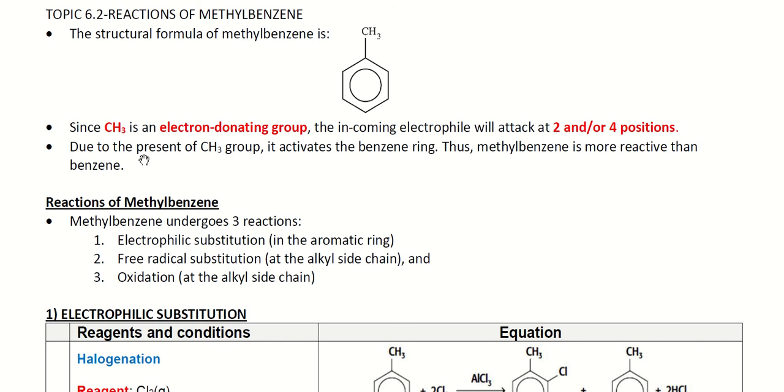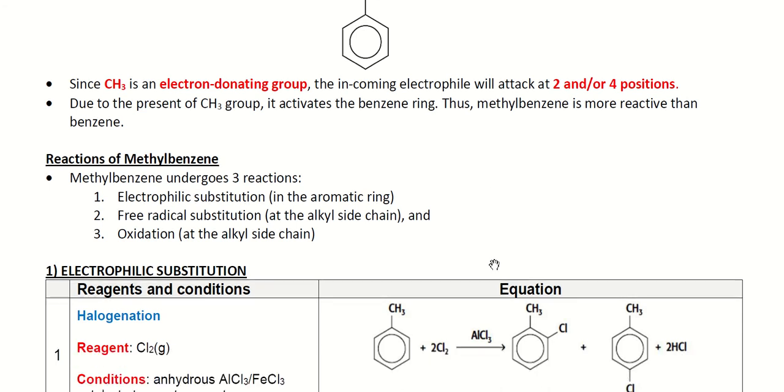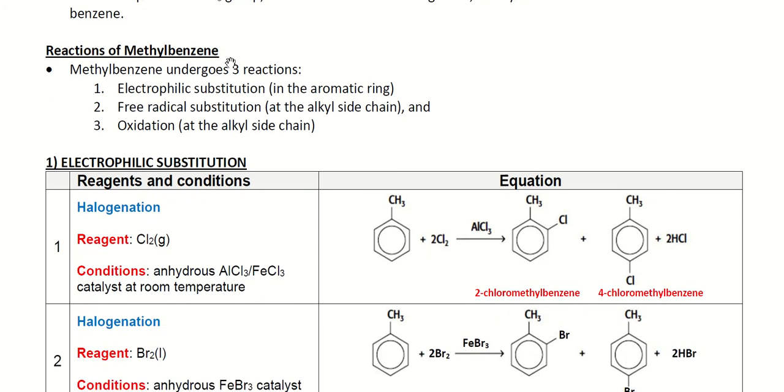Okay, now due to the presence of the CH3 group, it activates the benzene ring because CH3 donates electrons to the benzene ring. So now your benzene ring is even richer with electrons. That's why the reaction will be more reactive compared to just benzene. Now here, for methylbenzene, there are 3 reactions that it undergoes.